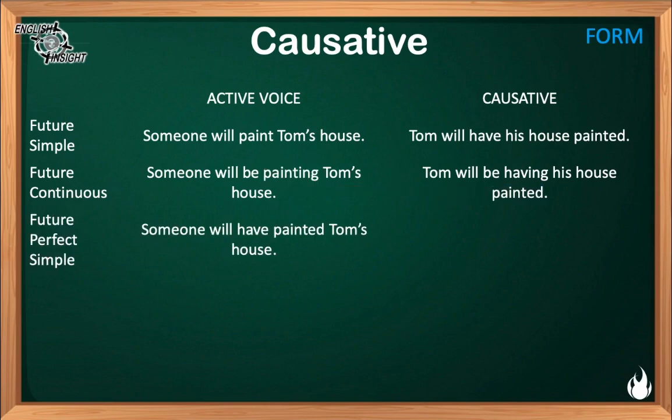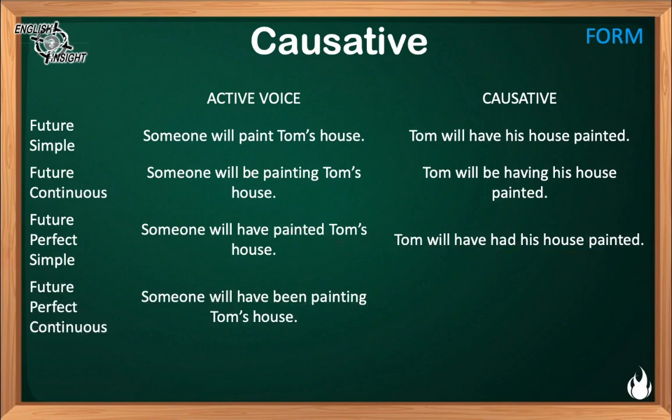Future perfect simple. Someone will have painted Tom's house. The first element, the conjugation of the verb, is the conjugation of the auxiliary. It is to say, exactly the same thing that happens to the verb is exactly the same thing that has to happen to the auxiliary, the object, and the main verb conjugated in past participle.